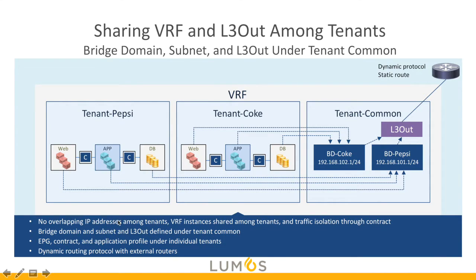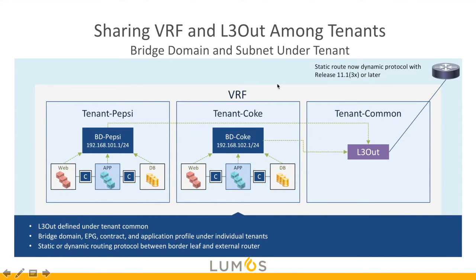We can't have overlapping IP addresses among tenants, of course. Now, normally in VRFs, we can have overlapping IP space, but since we're having the same IP space in the common tenant, they can't overlap. So that just makes sense. Bridge domains and subnet and L3 out are defined in the common tenant. EPGs, contracts, and application profile are under the individual tenants themselves.